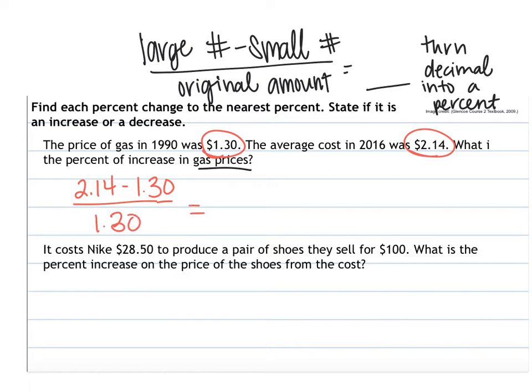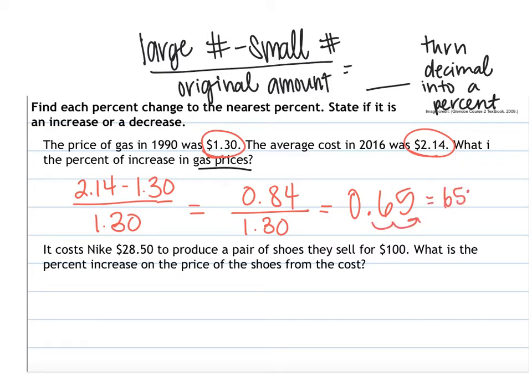So on my calculator, 2.14 minus 1.3, 84 cents, and we're going to divide that by the $1.30. Now I'm going to round to the nearest hundredth. So 0.65. Now I need to turn this decimal into a percent: move the decimal 2 spots to the right, and that's 65. And because the price is going up, it's going from $1.30 to $2.14, that's an increase, so 65% increase.